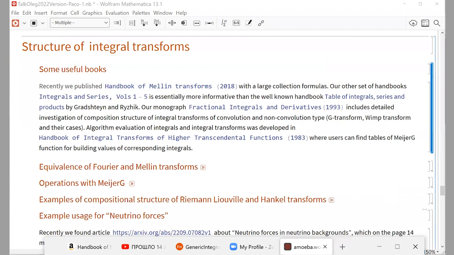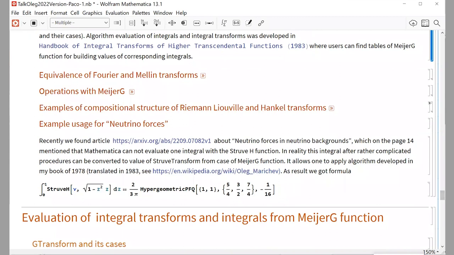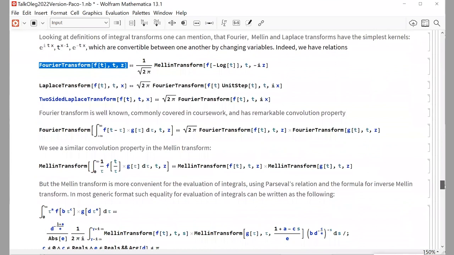What is important to say, as I mentioned, integral transforms have kernels that are special functions or elementary functions. The simplest transforms have a kernel like this. It is the kernel for the Fourier transform, for the Mehler transform, and for the Laplace transform. And here you see relations that allow converting the Mehler transform to Fourier, and Laplace to others like Fourier. From the unit step, we have restrictions.